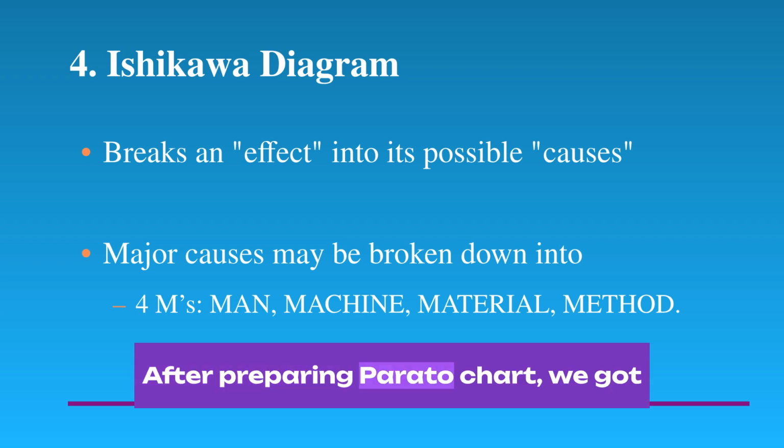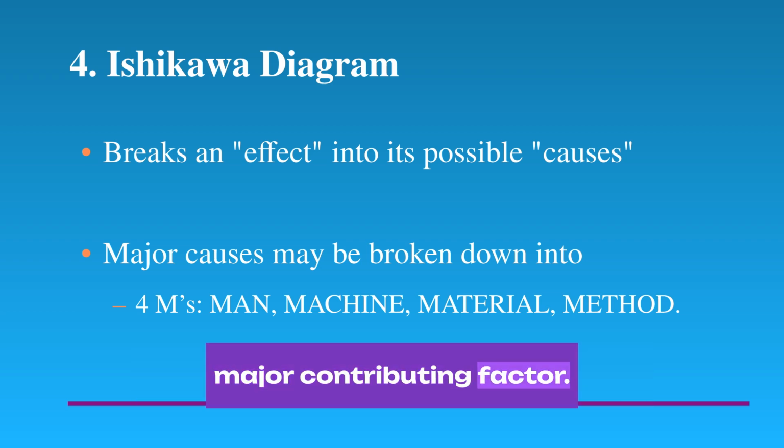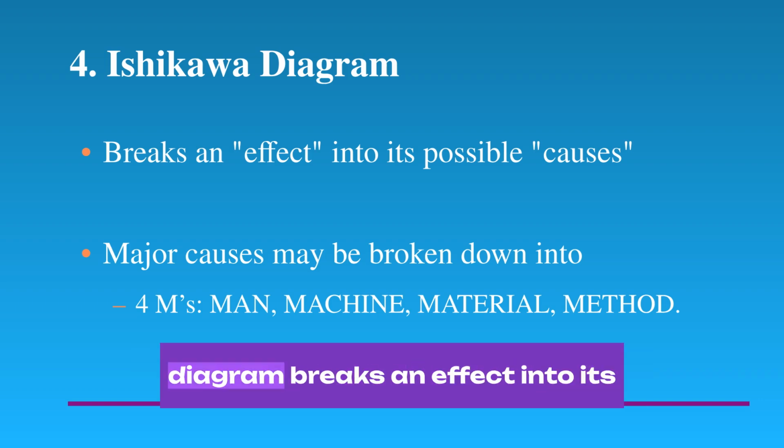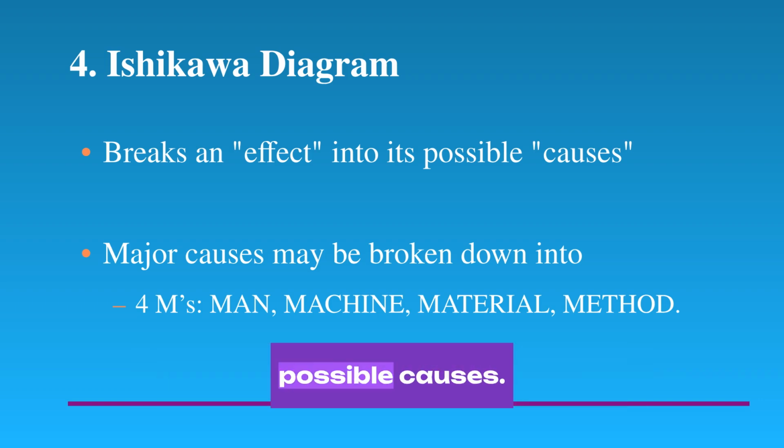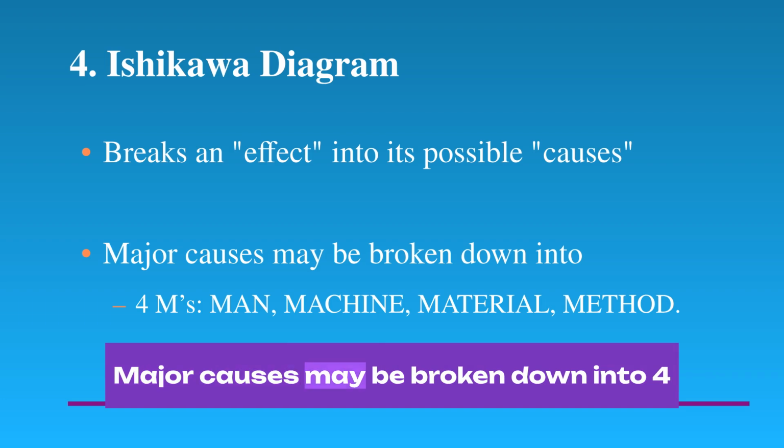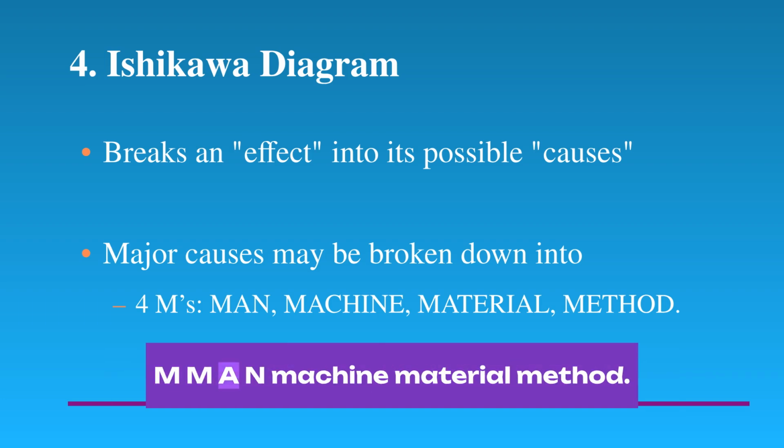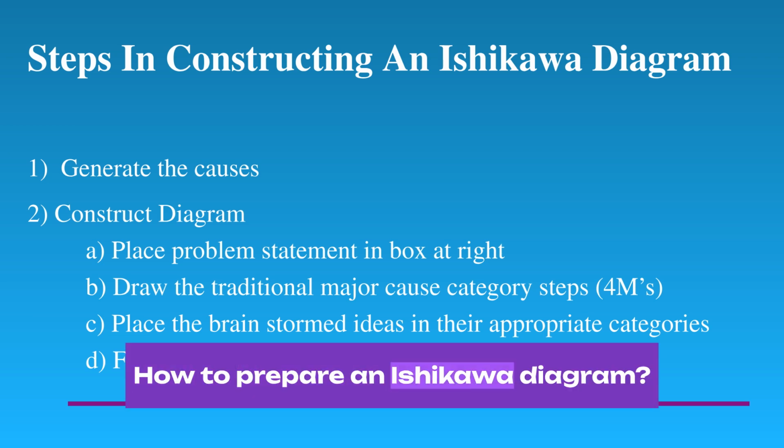After preparing the Pareto chart, we get the major contributing factor. That factor is further drawn in an Ishikawa diagram, which breaks an effect into its possible causes. Major causes may be broken down into 4M: man, machine, material, method. How to prepare an Ishikawa diagram.